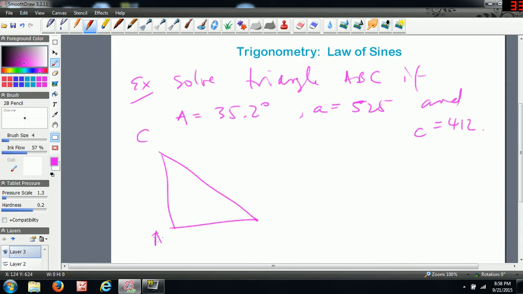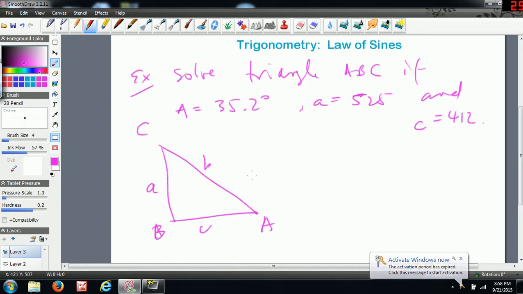So you just draw out A, B, and C, and you've got little b here, little a, and little c. So as you remember, the side is across from the angle. Same thing here, same thing here. So to solve triangle ABC, if angle A is equal to 35.2, so you plug that in, side a is equal to 525, and side b is unknown, but we have side c, which is 412.